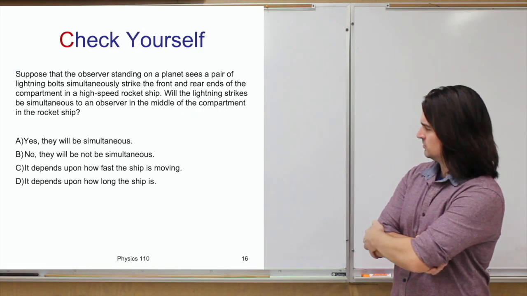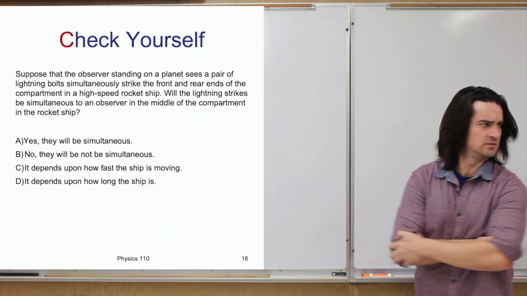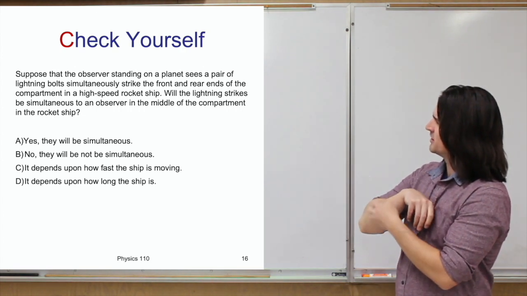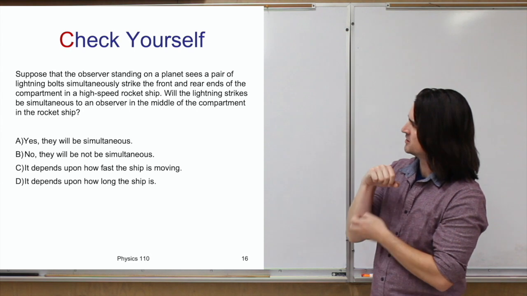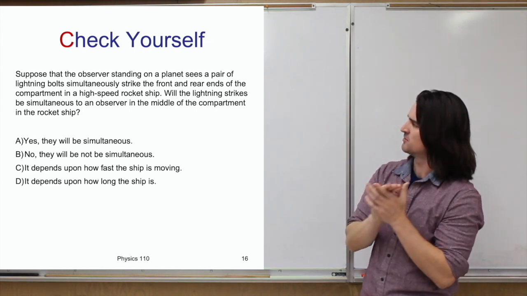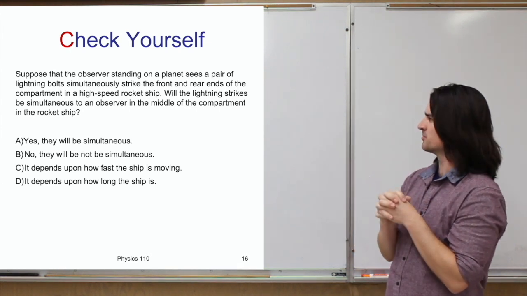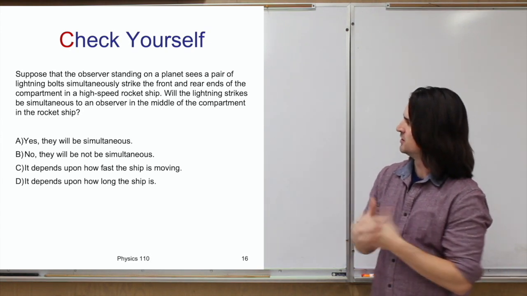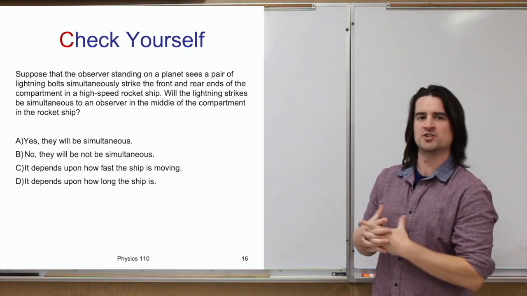Okay, so I have another question here. Suppose the observer standing on a planet sees a pair of lightning bolts simultaneously striking the front and the rear ends of the compartment in a high-speed rocket ship. Will the lightning strikes be simultaneous to an observer in the middle of the compartment of the rocket ship?